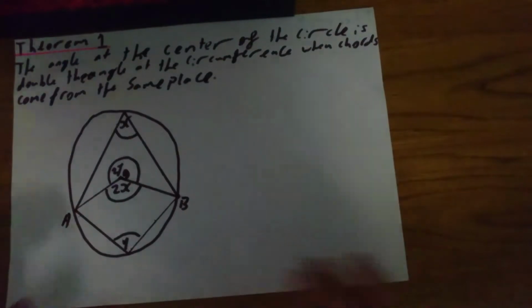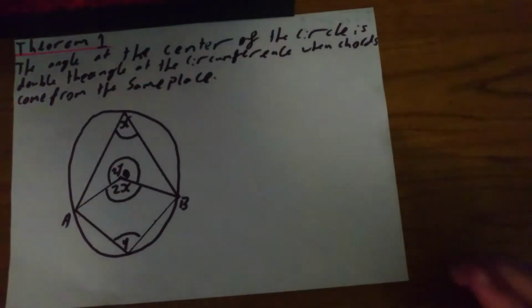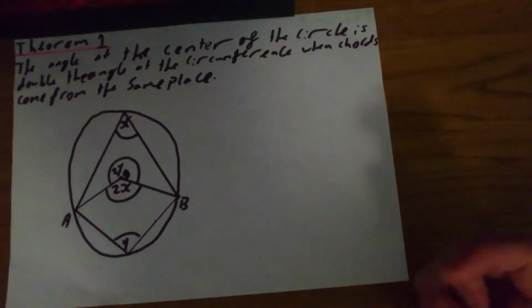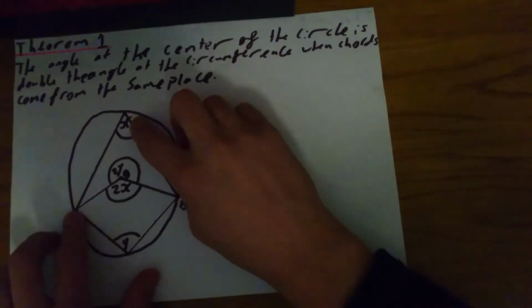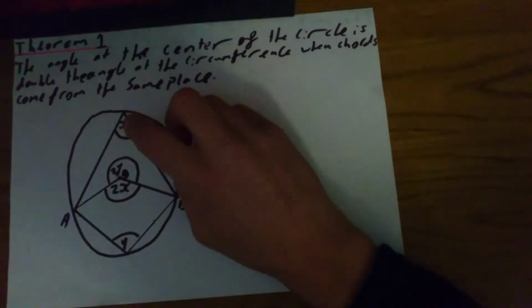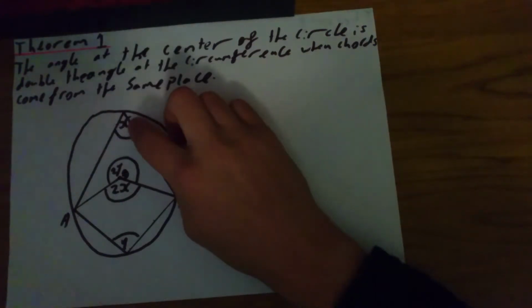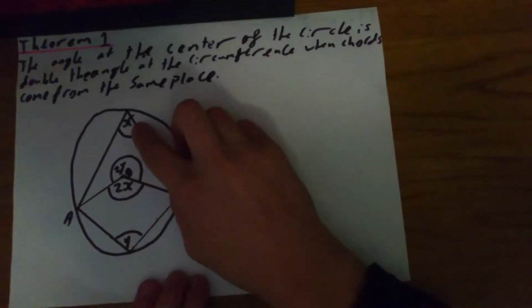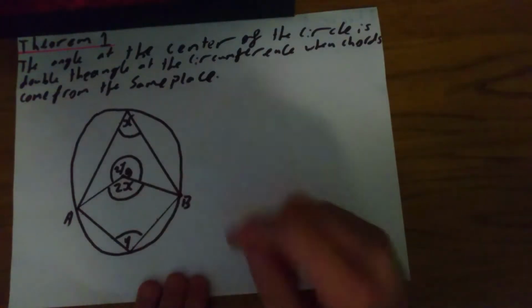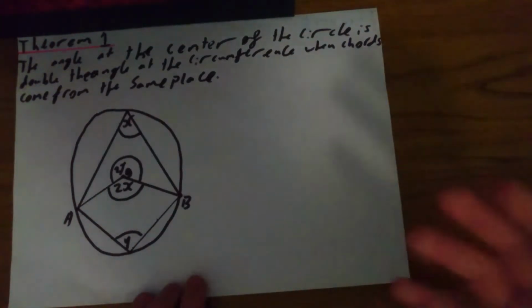So our first circle theorem states that the angle at the centre of the circle is double the angle at the circumference. This means that as long as the lines that make up the angles come from the same place, at the circumference the angle will be half of what it is in the middle. If x was 50, 2x would be 100. If you know algebra, then that's how it works.